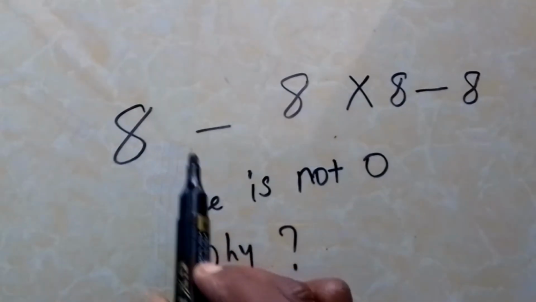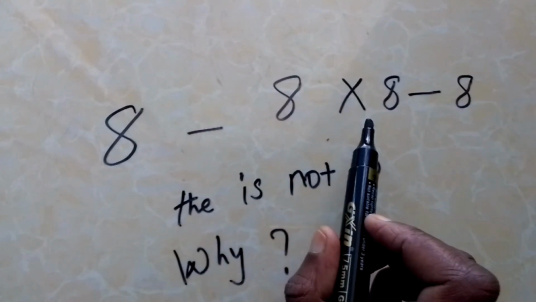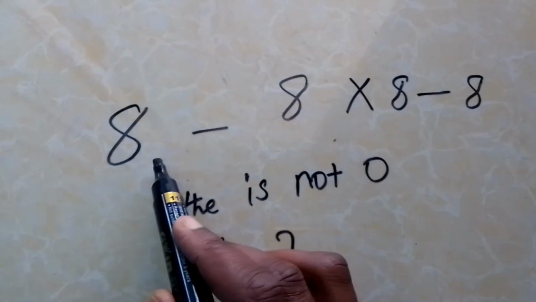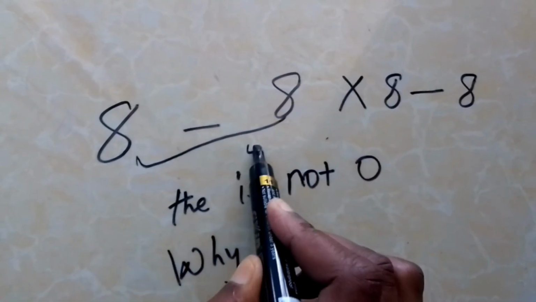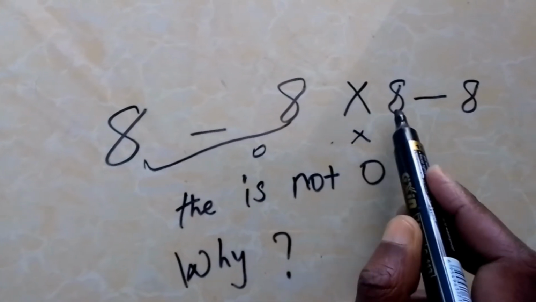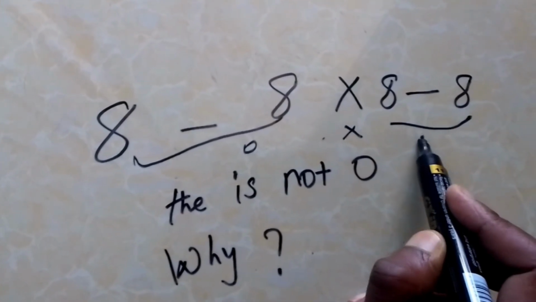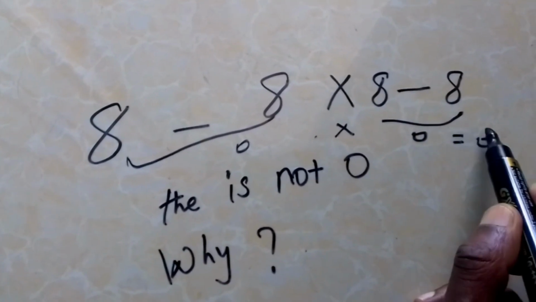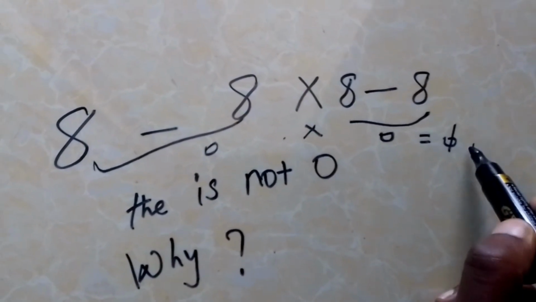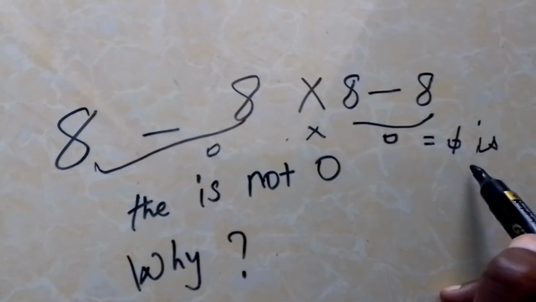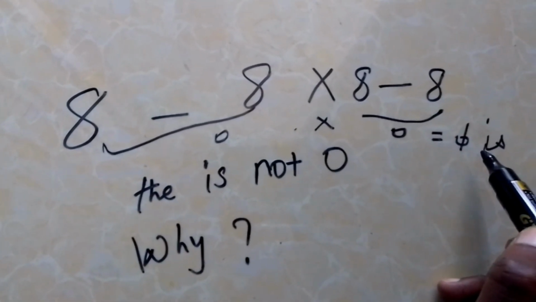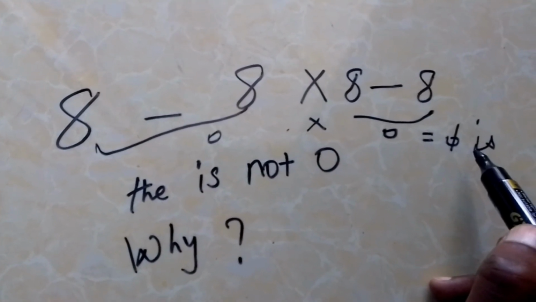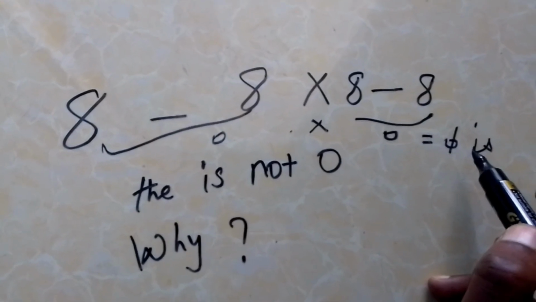Many people, when they solve 8 minus 8 times 8 times 8 minus 8, they simply deduct 8 from 8, which is 0, times again 8 minus 8, which is 0. Again 0 times 0 is equal to 0, which is not true. But I'm gonna show you how to find the answer for this algebra.